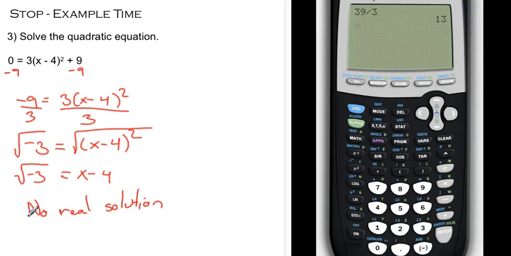That's it. If you can remember and practice that process, you'll be able to solve, that is, find the x-intercepts of any quadratic equation you see in vertex form. Practice hard and good luck.